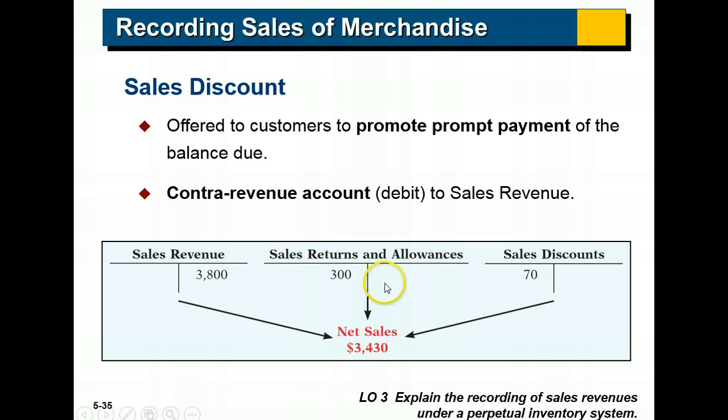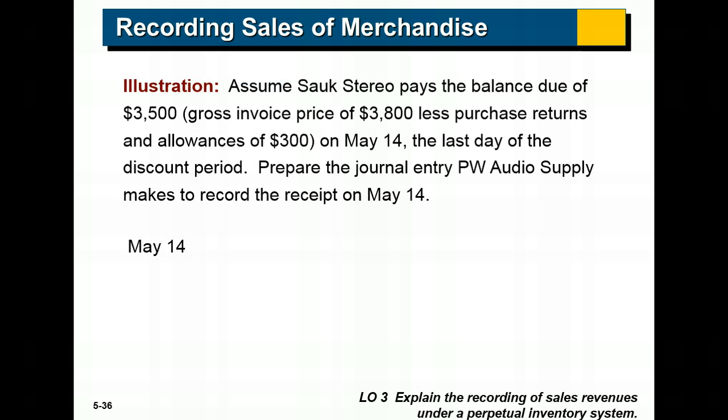When they return $300 of it, we show that we have a sales return of $300. When they choose to take a discount, we record it in a separate account, sales discounts. Here's a good example. Assume Sock Stereo pays the balance due of $3,500, gross invoice price of $3,800 less purchase returns and allowances of $300 on May 14th, the last day of the discount period.